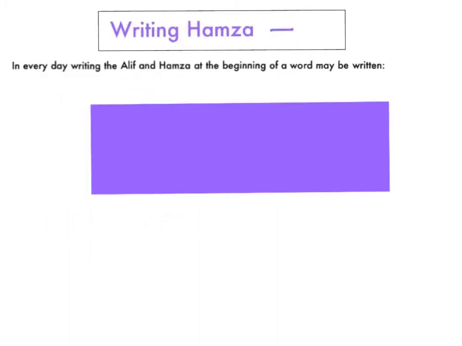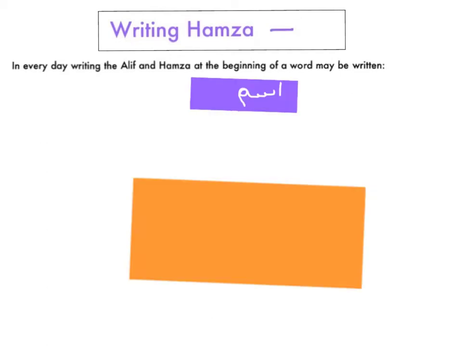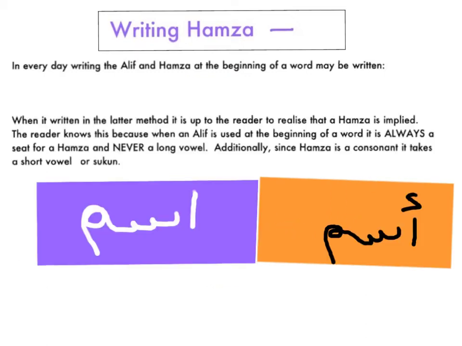Some more facts about Hamza. In everyday writing, we write Hamza like this. In the word ism, as you see, we don't put Hamza on Alif, we just write Alif alone, in contrast to the formal way of writing ism, which is like this. Notice that in the formal writing we wrote Hamza.